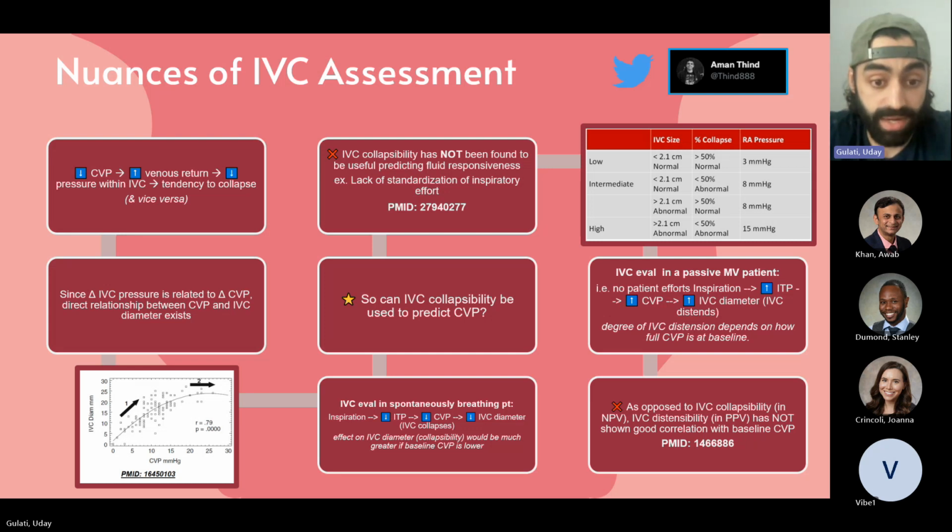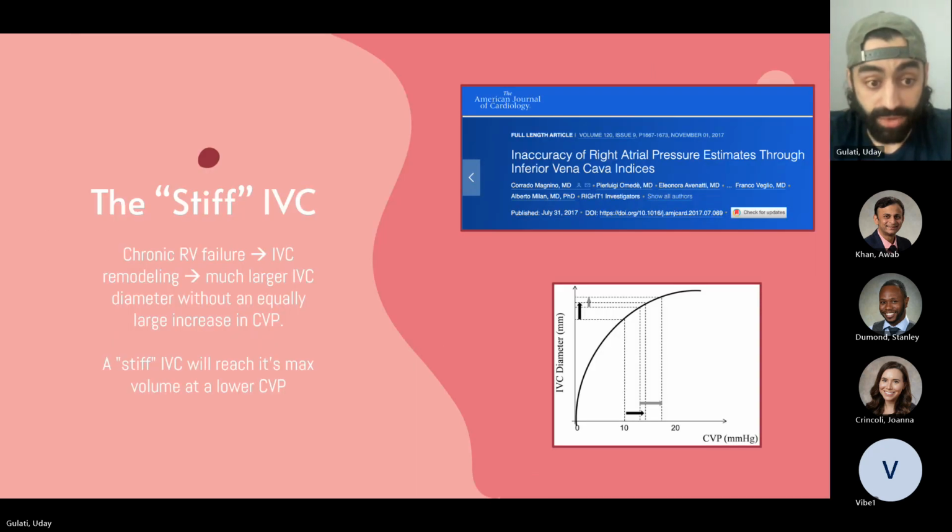And that is, again, affected by your baseline IVC pressures, which could be affected by venous congestion. So if you have someone that's very, very congested, you're not going to get that much distensibility in someone that's mechanically ventilated. And you see that in the trials: when applying positive pressure breaths, IVC distensibility did not correlate with a good CVP when you put a Swan-Ganz catheter in. So what does that mean?